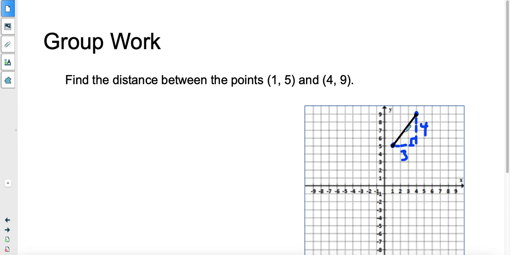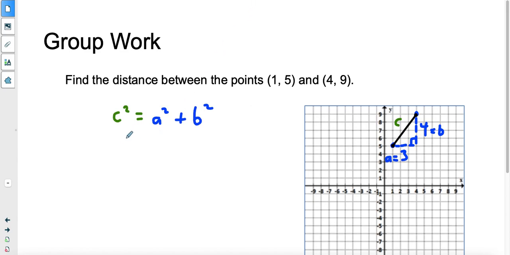So I can use the Pythagorean theorem here to find the missing side, the hypotenuse c. So let's go ahead and do that. The Pythagorean theorem tells us hypotenuse squared is equal to this side squared plus this side squared. I'm just going to plug in 3 for a and 4 for b into my Pythagorean theorem formula.